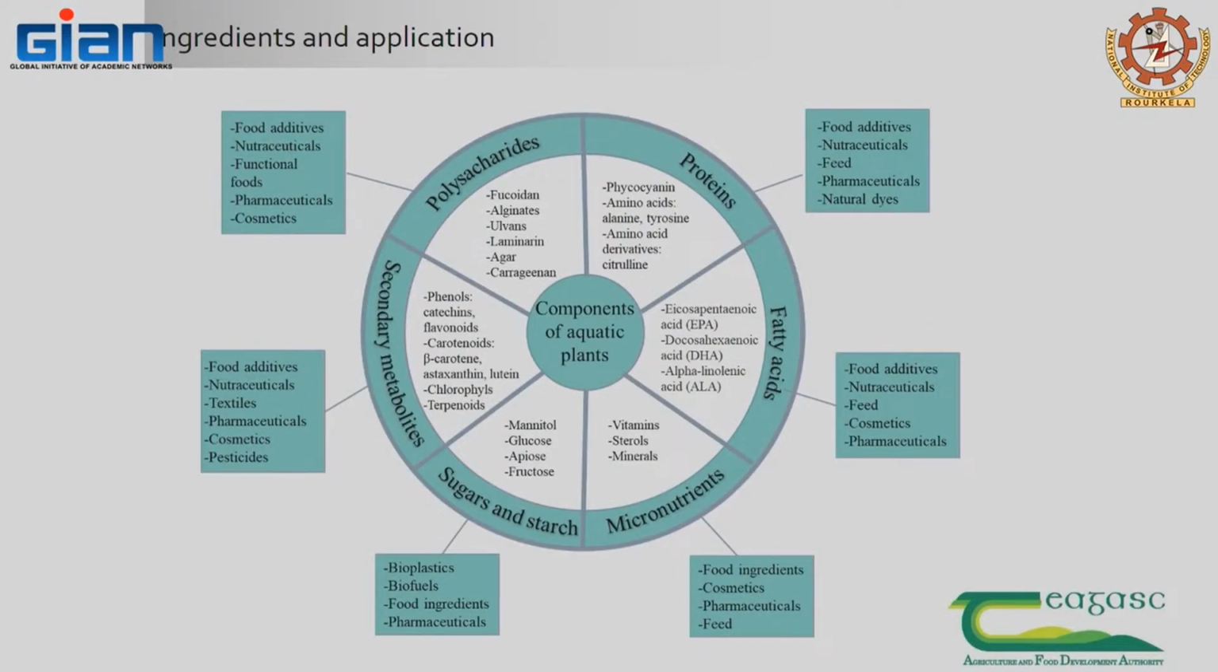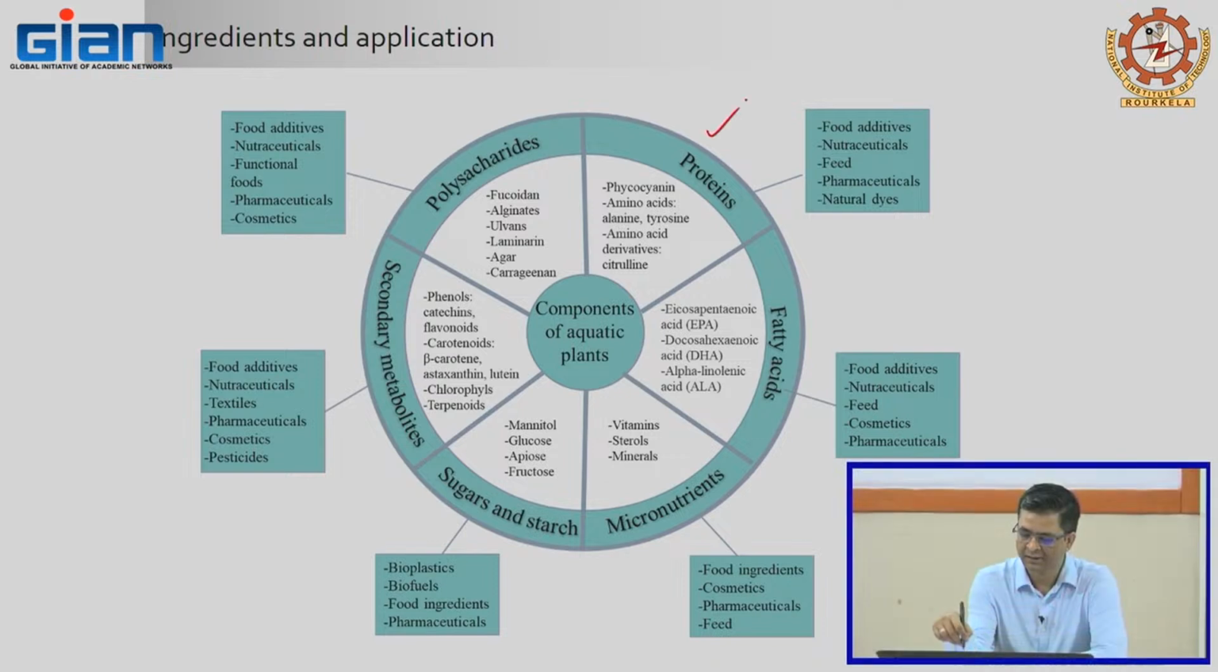If you talk about all the ingredients, broadly you can classify them as proteins. You have food additives, nutraceuticals, feeds, pharmaceuticals, and also natural dyes. Can anybody give an example of a natural dye which can be used as an ingredient, as a natural colorant? Yesterday we did discuss the first one, phycocyanins, from red and blue microalgae, which can be used directly as a food colorant.